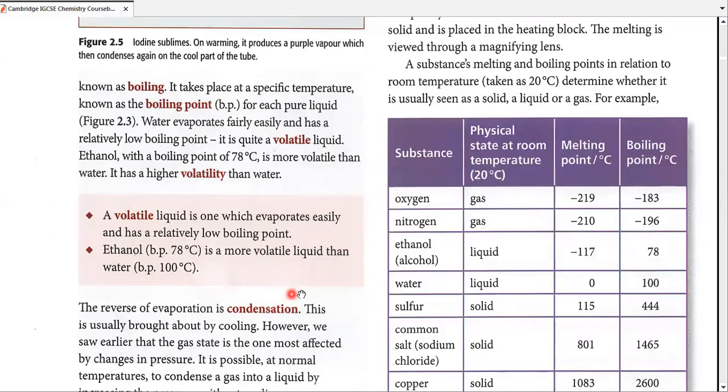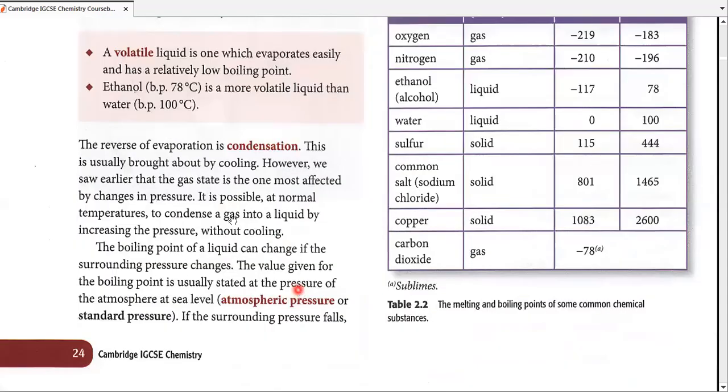Moving on, we studied that the reverse of evaporation is condensation. It is usually brought about by cooling, and we saw that even with the change of pressure, it is easy to condense a gas into a liquid. We gave the example of water vapors, that we can always condense them back into liquid water by cooling or by increasing the pressure, any one of those.